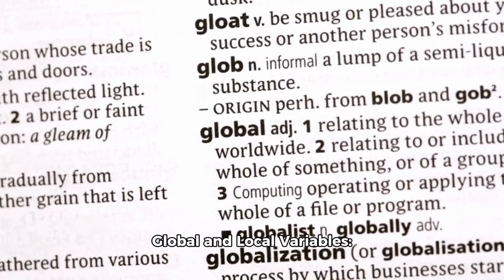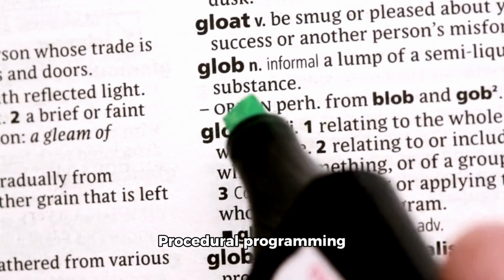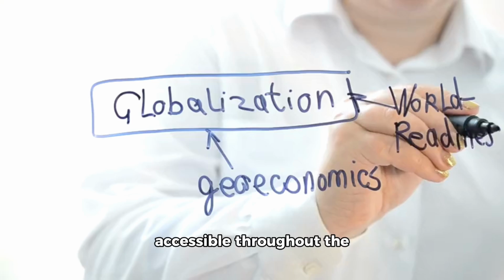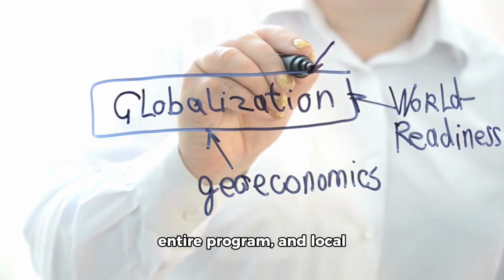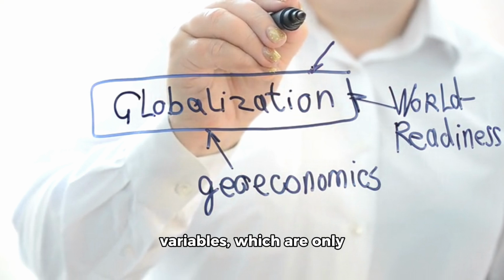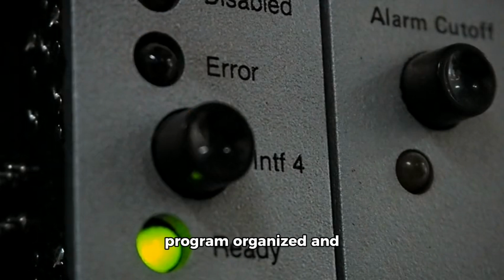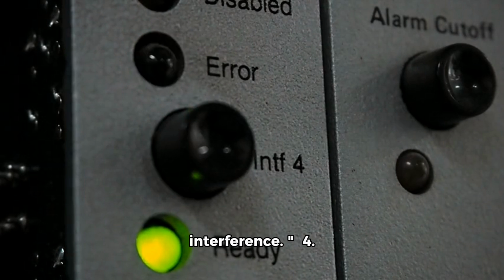3. Global and local variables. Procedural programming differentiates between global variables, which are accessible throughout the entire program, and local variables, which are only accessible within the scope of a function. This helps keep your program organized and reduces errors caused by unwanted variable interference.